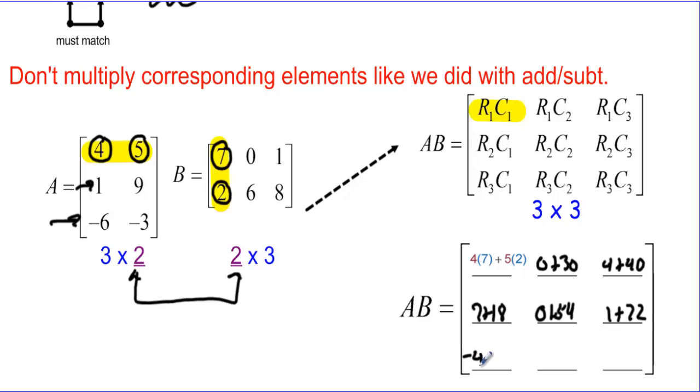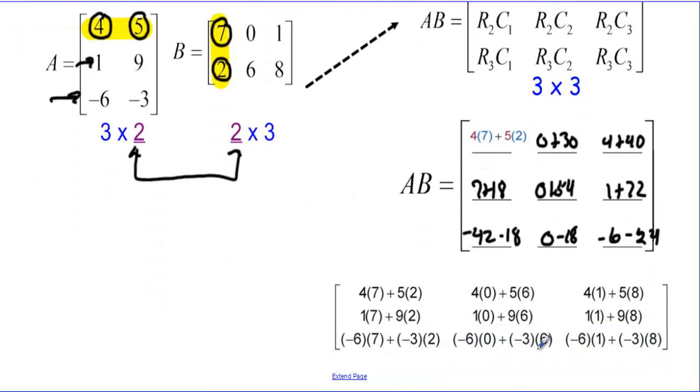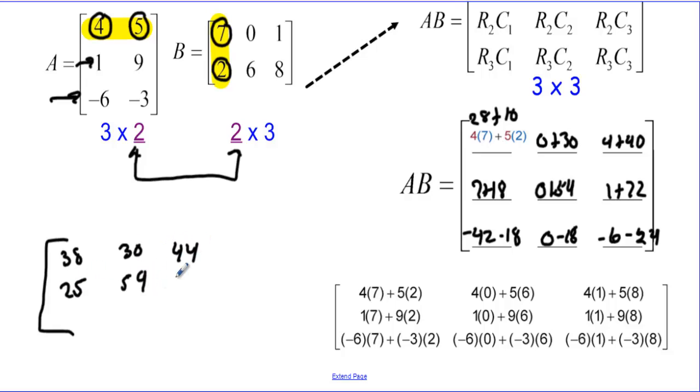We have negative 42, and then minus 18. With third row, second column, we have 0 minus 18. And then we have negative 6 times 1, that's negative 6, and negative 3 times 8, that's minus 24. Here it all is written out, and our final answer is, let's see, 28 plus 10, we have 38. We have 30, 44, 25, 54, 73, and then negative 60, negative 18, and negative 30.